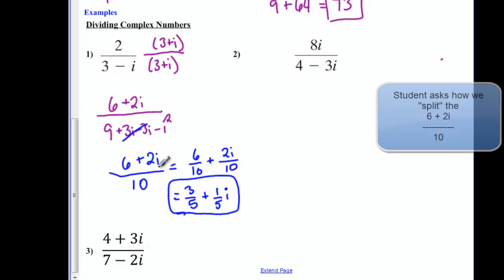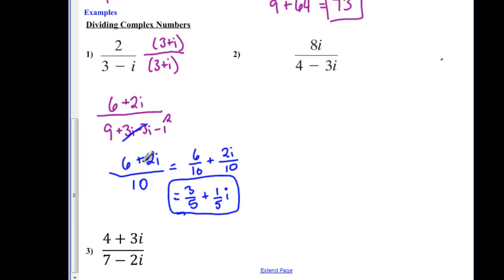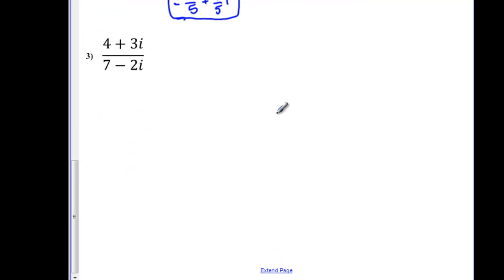Oh, splitting it apart? The question was, how did I go from the 6 plus 2i over 10 to the 6/10 plus 2i over 10? We're just going backwards with how we add fractions. If we had something like 3/5 plus 1/5, a common denominator means we can just add the tops to get 4/5. Since we can't actually get to this place because we have a real and an imaginary part, we're starting from here and going backwards. So you're just taking each term on top and putting it over the denominator.